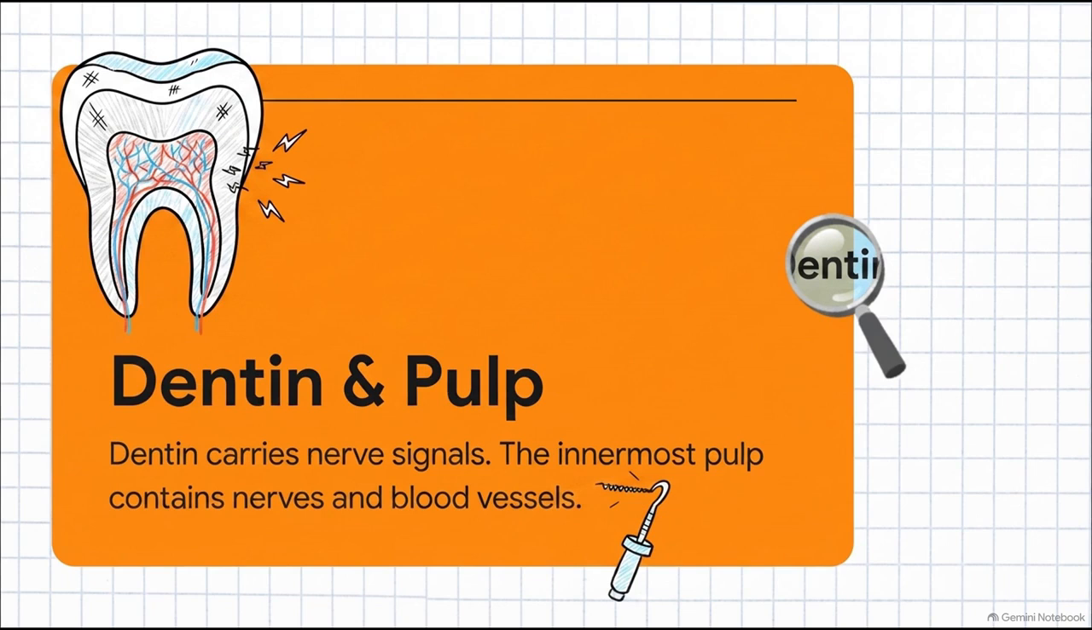But moving deeper, we find the dentin and the pulp. Dentin is located just under the enamel. It's softer, makes up the bulk of the tooth, and it carries these tiny nerve signals. Deeper still is the pulp, the innermost chamber containing the nerves and blood vessels that actually nourish the tooth. So the crucial takeaway for us is that when a procedure like root canal therapy is performed, the dentist is bypassing that dentin to treat this highly sensitive, life-giving pulp.